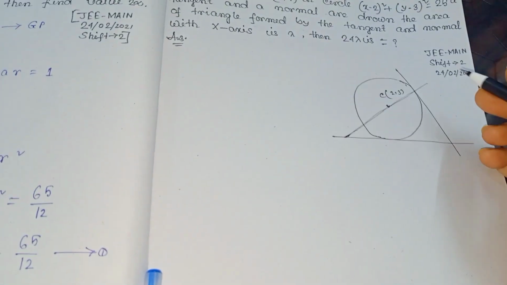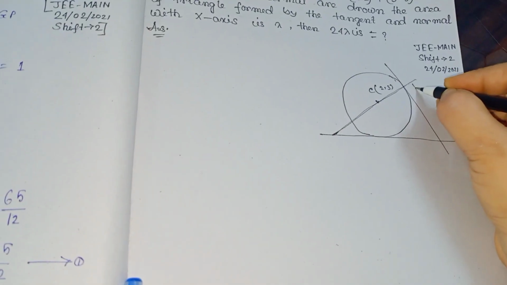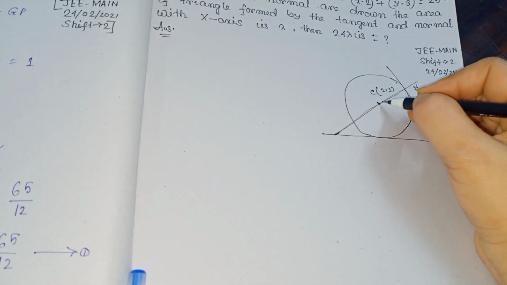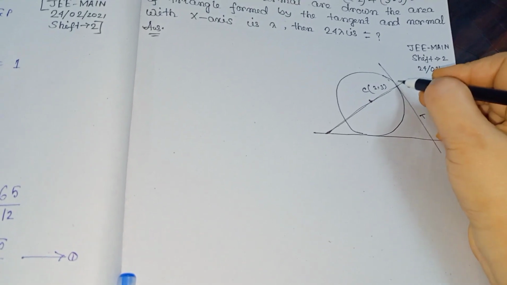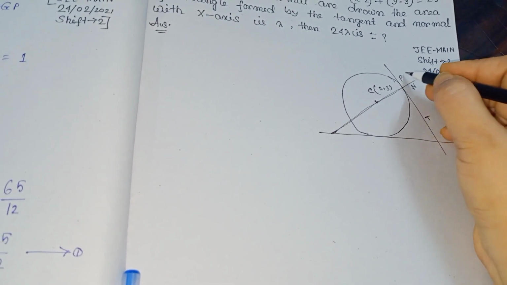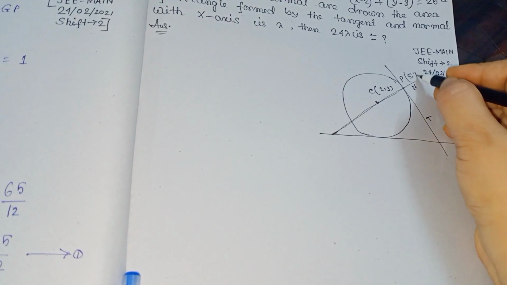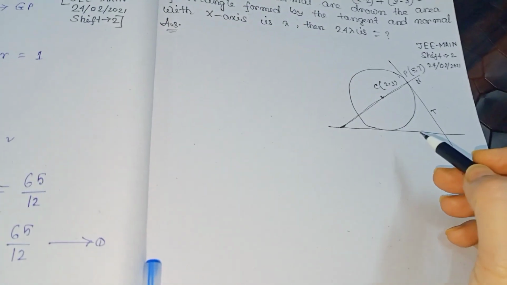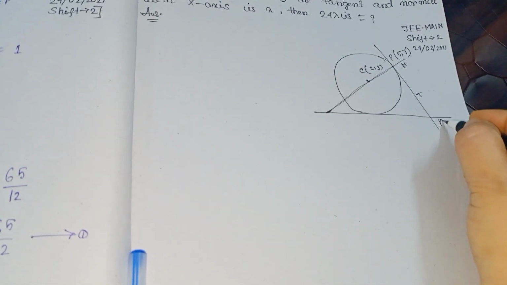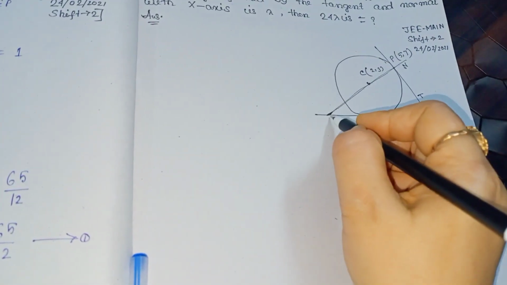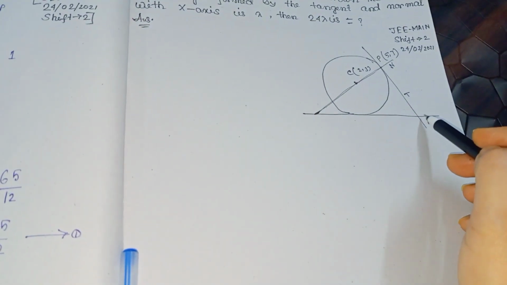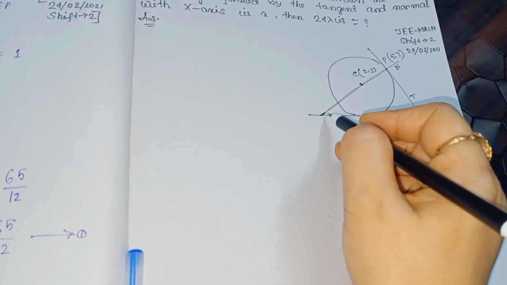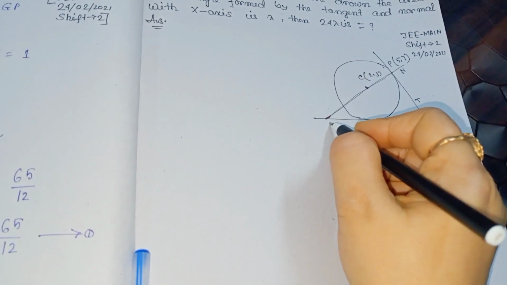So this is the center. This is the normal and this is the tangent, and the center C is (2, 3). Here is the touching point, this is P. The point P is given as (5, 7), and here is the point R. The tangent touches the x-axis at the point R, and the normal touches the x-axis at the point Q.